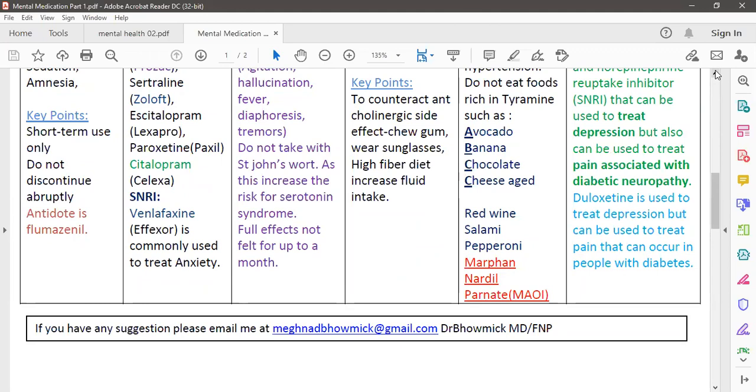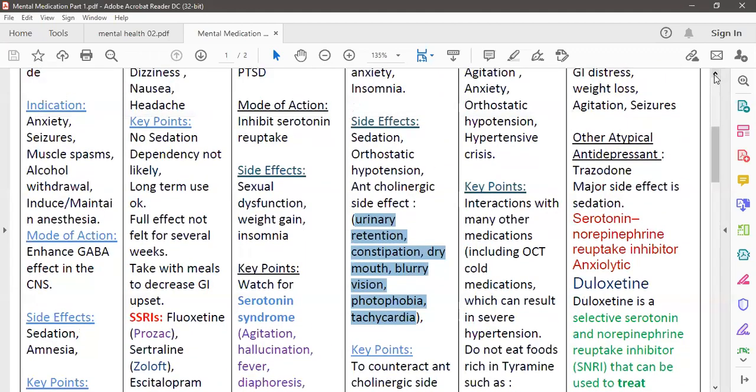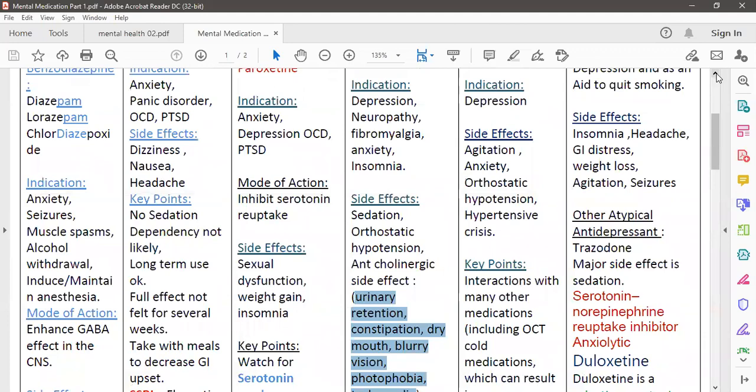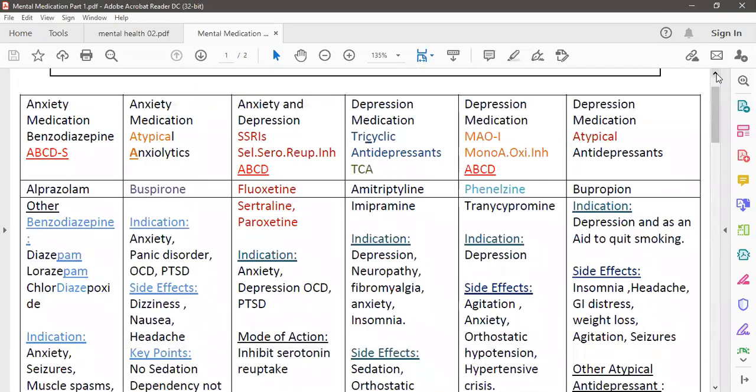It is very important. The common side effects they cause are irritation, anxiety, orthostatic hypotension, and hypertensive crisis. Most important, right? If you give tyramine-containing food, it can cause a hypertensive crisis. On the other hand, the easy way to remember the common side effects of MAO inhibitors is A, B, C, D, right?